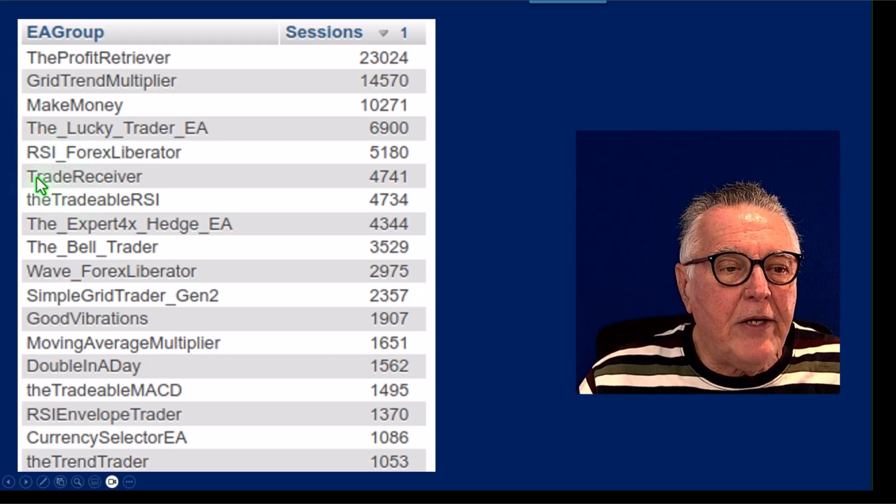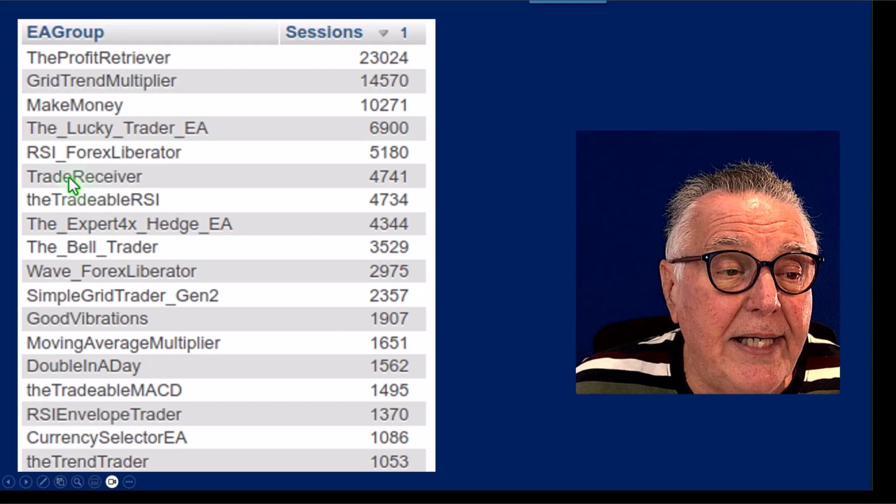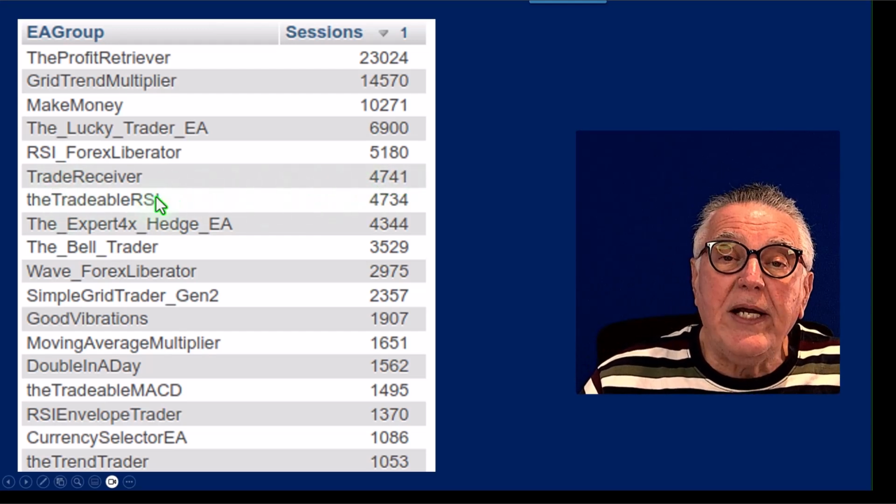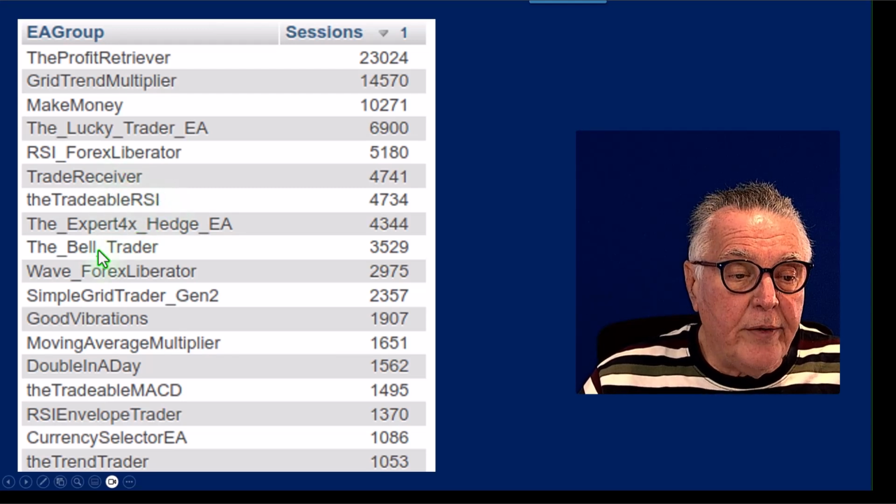Anyway, so we can go down here. The trade receiver is not even a trading EA. It is being used in our linking service. Then you have the tradable RSI, and we can go on all the way down.